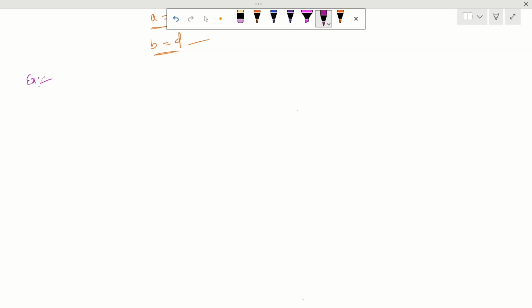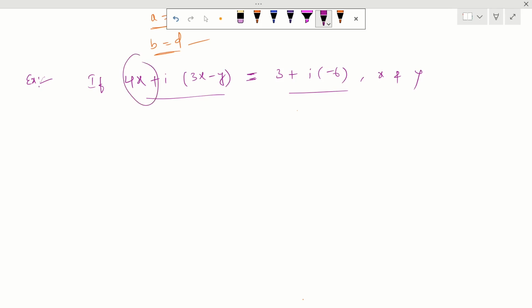Okay, we are finding the value of x and y. So if 4x plus i(3x minus y) is equal to 3 plus i into minus 6, then we need to find the value of x and y. How can we find it? Here these two complex numbers are given as equal. Equal means the real parts are equal and the imaginary parts are equal.